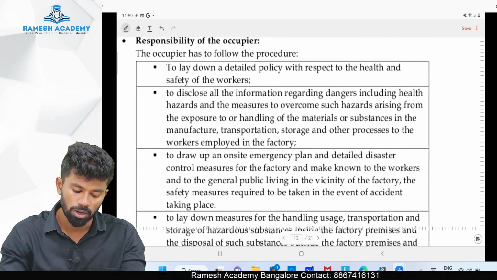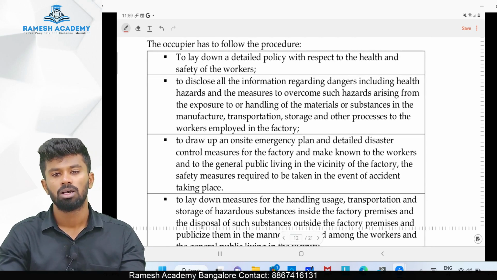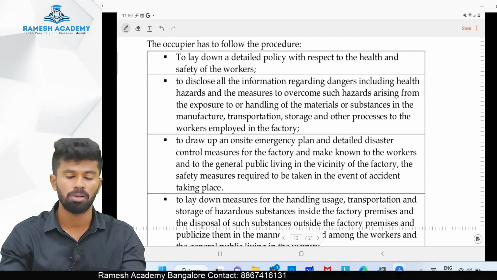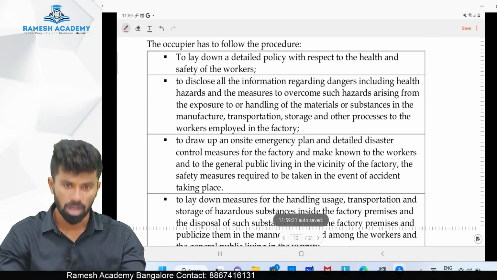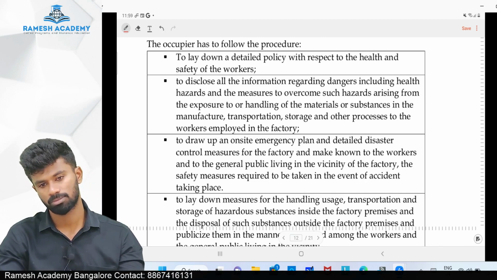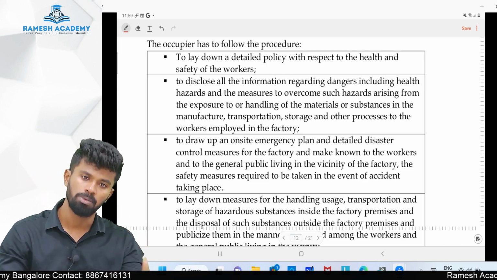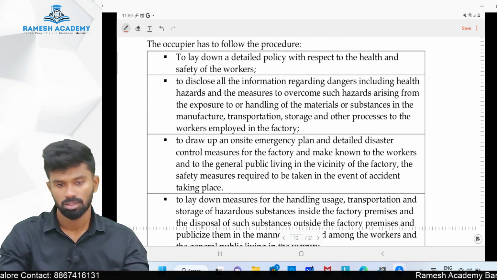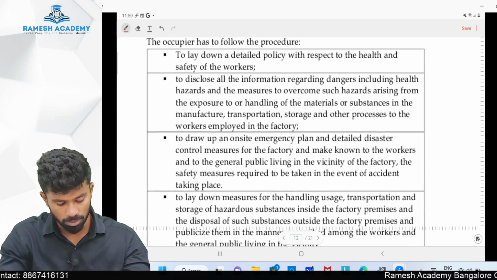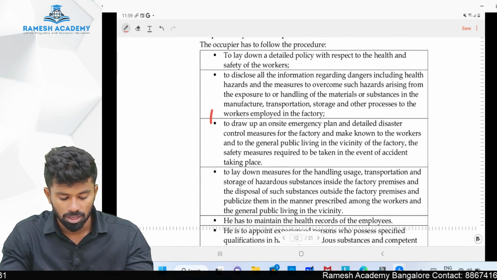Responsibility of the occupier. The occupier has the following responsibilities when he starts the hazardous process. Simple. Before he starts hazardous process, he has to intimate this to whom? To the site appraisal committee. That site appraisal committee forwards the application to state government. Then the state government gives the approval. Okay. What are the responsibilities of the occupier?